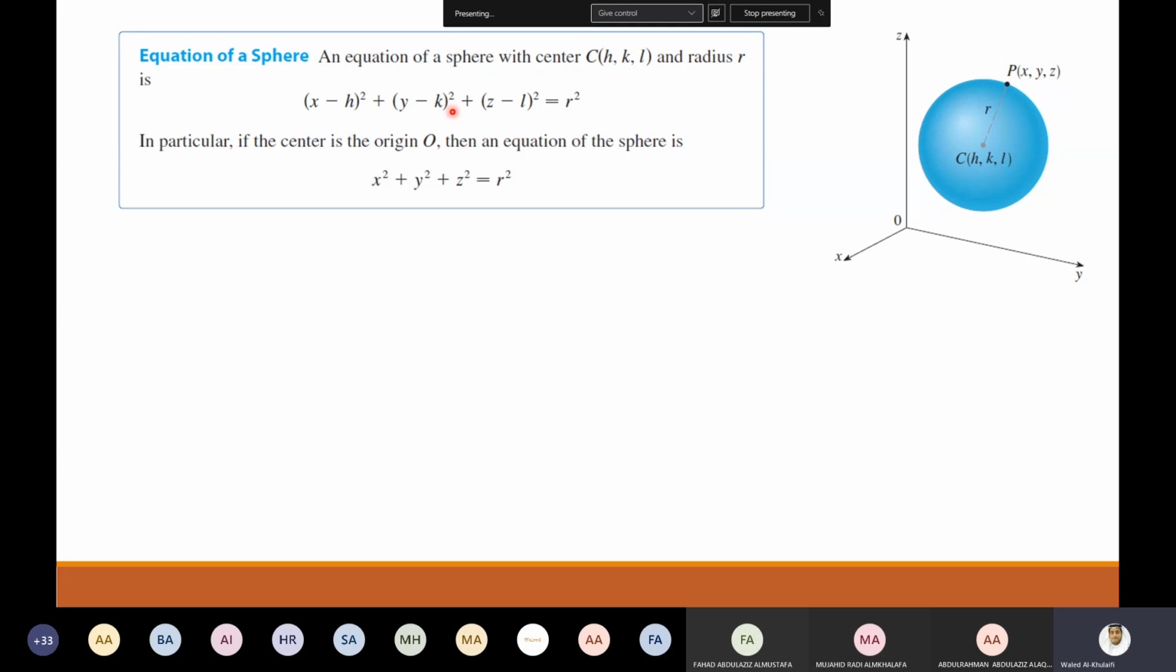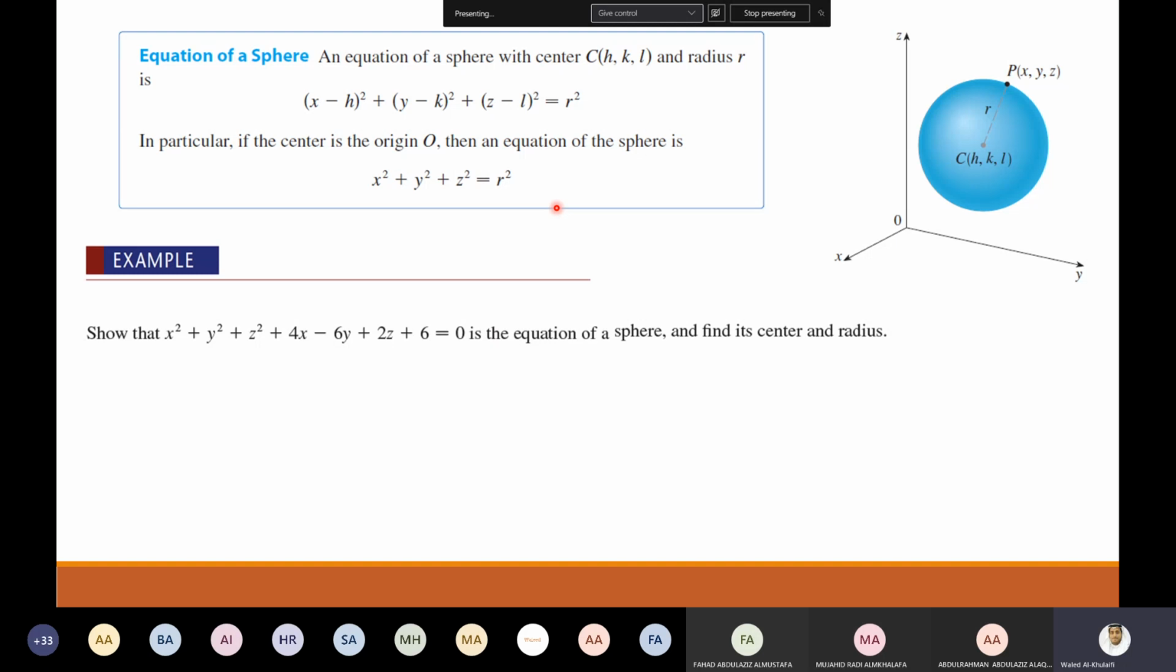It's very similar to the equation of the circle in 2-dimensional space, but here in 3-dimensional space we're going to have it this way. In particular, if the center is the origin, then h is 0, k is 0, l is 0, so automatically you will get this. Of course, whenever you have a distance, automatically you will have a sphere. We can define the sphere right away.